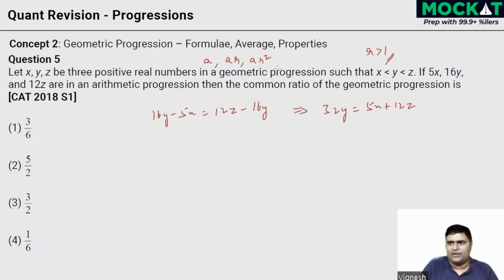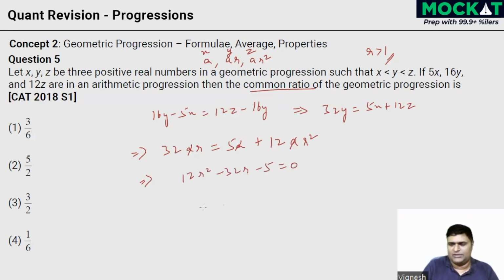So back to this, where x, y, and z are defined as a, AR, AR square. If I plug in y as AR, I'm going to get 32 AR equals 5a plus 12 into AR square. I can cancel an A everywhere. And what do I need to find? I need to find the common ratio, I need to find R. So 12R square minus 32R minus 5 equals 0.